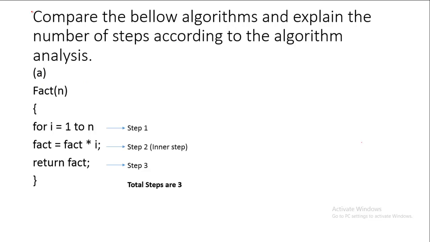This is actually a question sent by my student. Compare the below algorithms and explain the number of steps according to the algorithm analysis. So analysis of algorithm, you know that it's a subject where we analyze some algorithms, and by analysis of an algorithm we mean that we find time complexity and we find space complexity. We find both of them, and we call it analysis of algorithm.